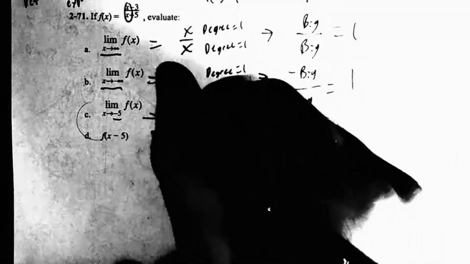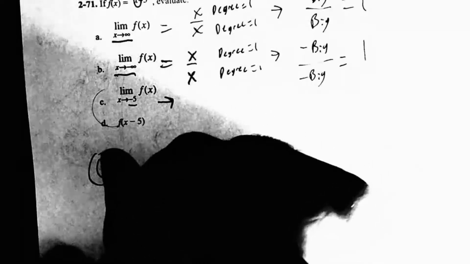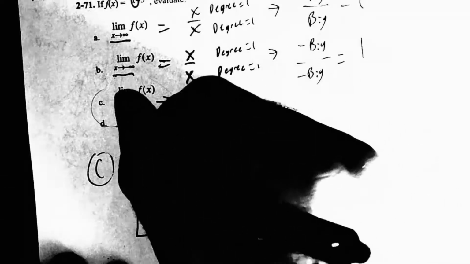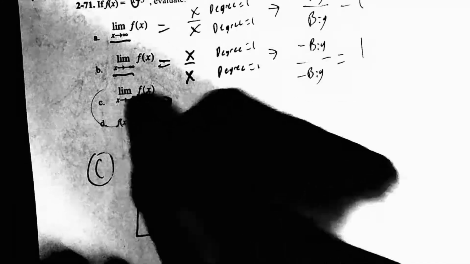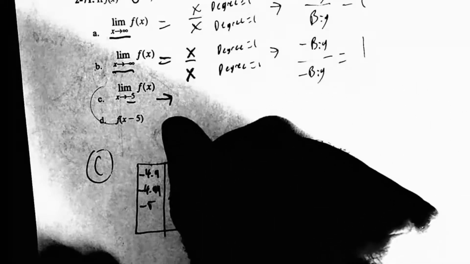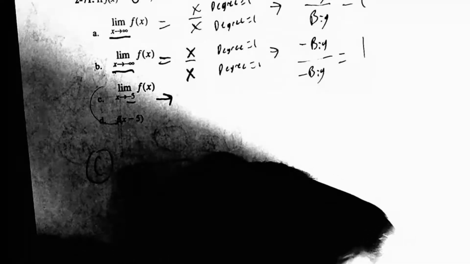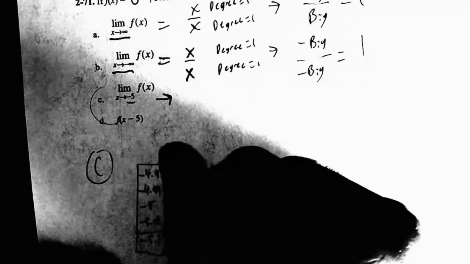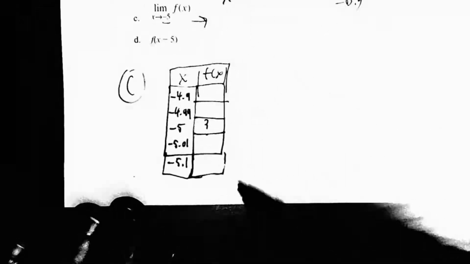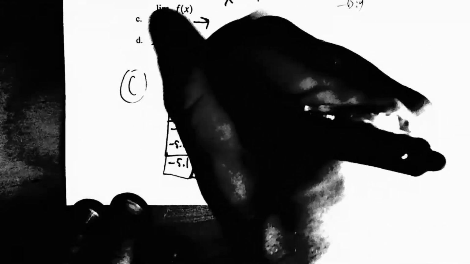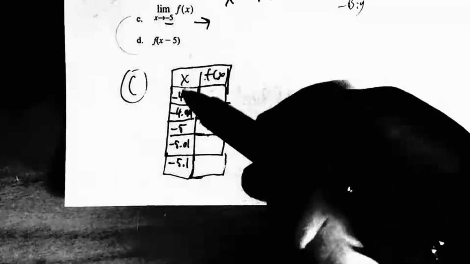I'm going to make some space and bring C down here. What you could do is plug in negative 4.9 and negative 4.99. Obviously, we don't know what negative 5 is. Then you could plug in on the other side negative 5.01 and negative 5.1. That will tell us what we're approaching. This is my x right here, and this is my f of x. When I plug it in here, it tells me what we're approaching as we get to negative 5.